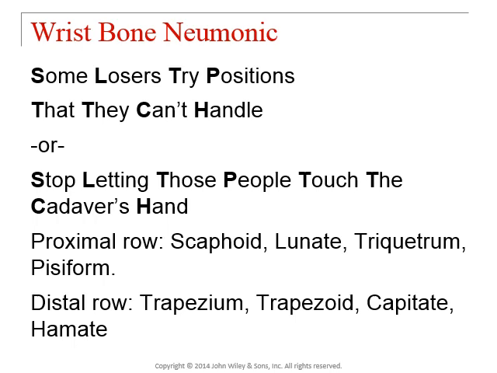So when we read these, we're reading this off as if we're going from the lateral to the medial in the anatomical position. So again, "some losers try positions that they can't handle": scaphoid, lunate, triquetrum, pisiform, followed by trapezium, trapezoid, capitate, and hamate.